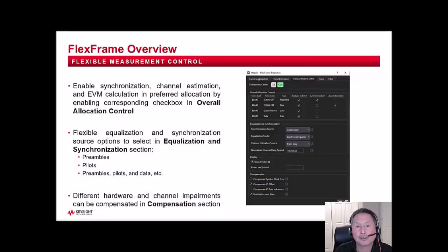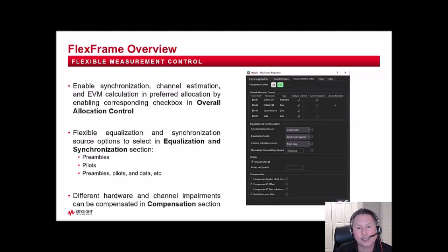Another great feature of Flex Frame measurement is the measurement control panel. To configure a certain component carrier, the user should select it here. If all is selected, common configurations for all component carriers can be configured. In this example, there's only one component carrier. From overall allocation control, the user can flexibly select groups of allocations for channel estimation and synchronization. Moreover, the allocation that is preferred to be included in EVM calculations can also be chosen by enabling the corresponding checkbox.